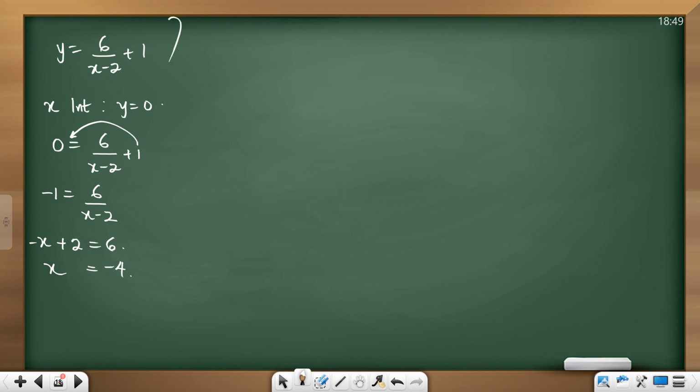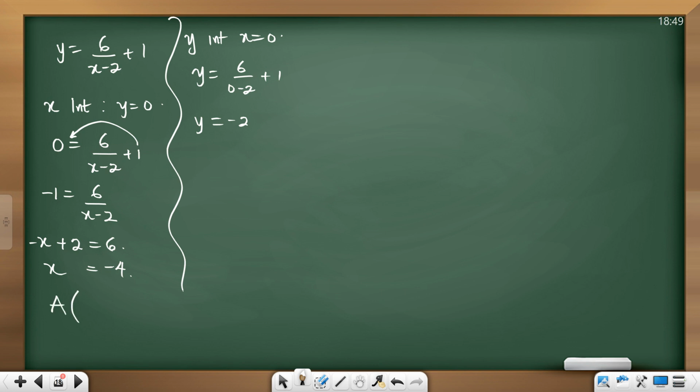All right. And then for our y-intercept, x should be equal to what? 0. So what is y? 6 over 0 minus 2 plus 1. What's your answer? Negative 2. But they want the coordinates. So this is A, right? X is what? Negative 4. What about B? Y is negative 2. All right, we already have our A, B.